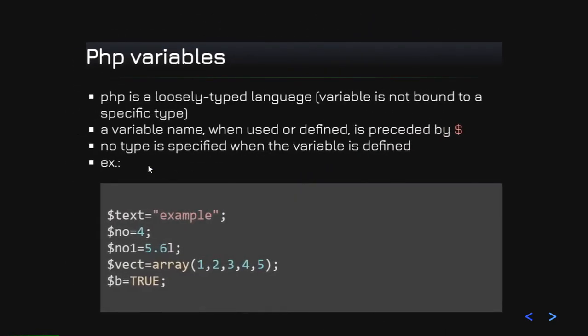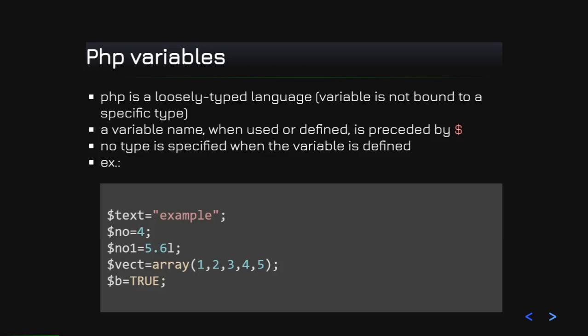Okay, now let's talk a little bit about PHP variables. As I've told you, PHP is a loosely typed language, or a dynamic language, meaning that a variable can change its type throughout the execution of the program.